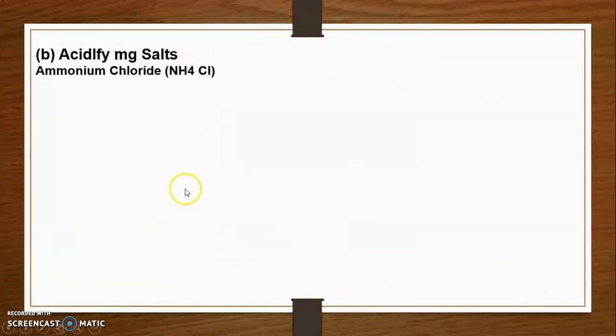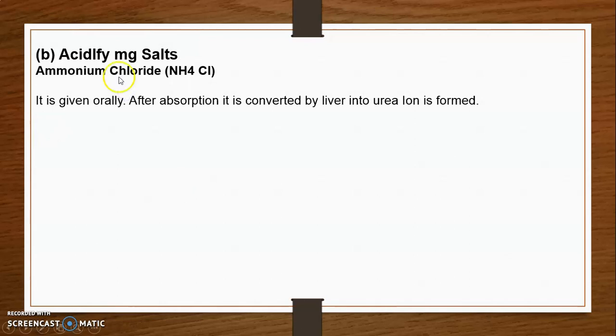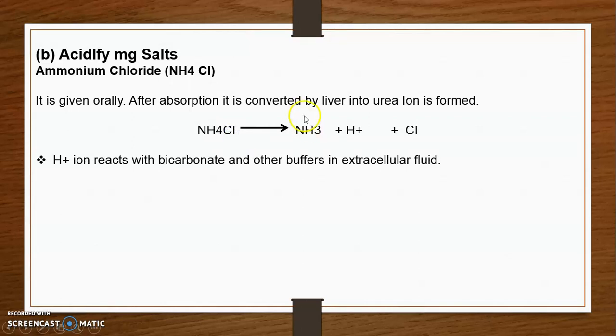Then we see the next category of weak electrolytes, the acidifying salts. Example of it is ammonium chloride. It is given orally. After absorption, it is converted by the liver into urea and H plus ion is formed. This is ammonium chloride, which is converted in the liver, and we get ammonia and urea.